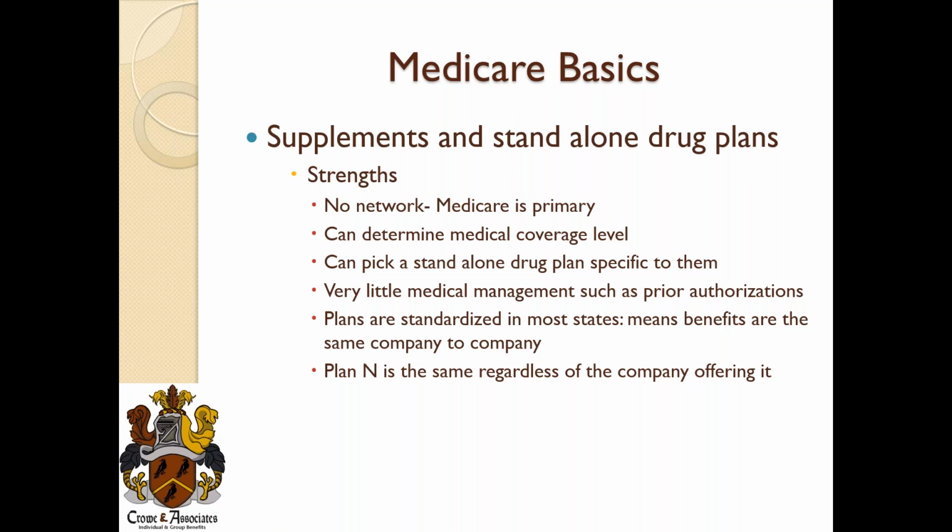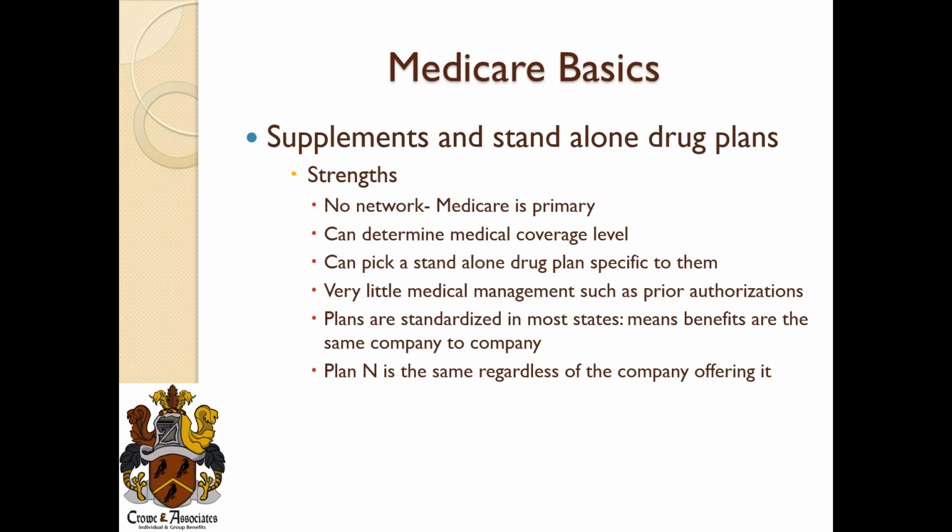On a Plan F's example, everything that Original Medicare approves but doesn't cover all of, Plan F will cover. You'll have no out-of-pocket, in other words. So you can determine your exact coverage level with a supplement. You can also pick a standalone drug plan that's very specific to you and what you do. So that standalone drug plan, you can tailor it, choose from one of the many that covers your drugs the best. There's very little medical management with Original Medicare and a supplement. You don't have to worry about those as much, which you would with an Advantage plan.